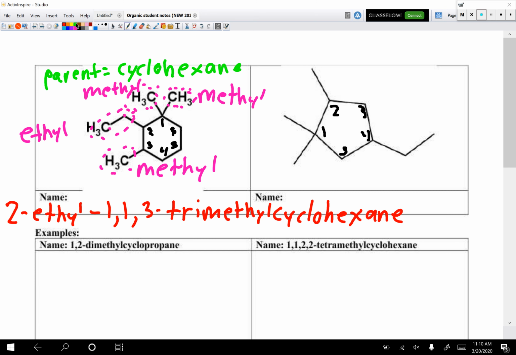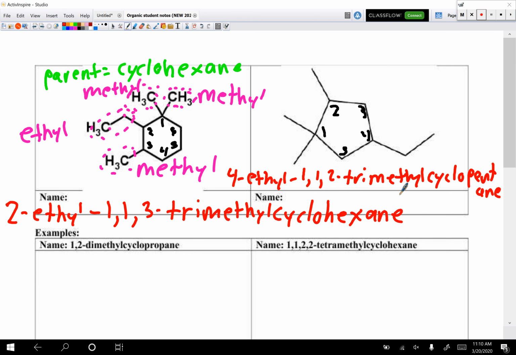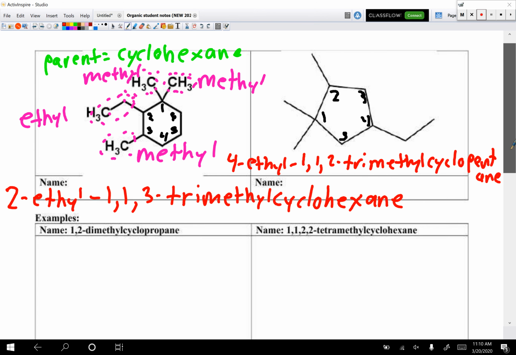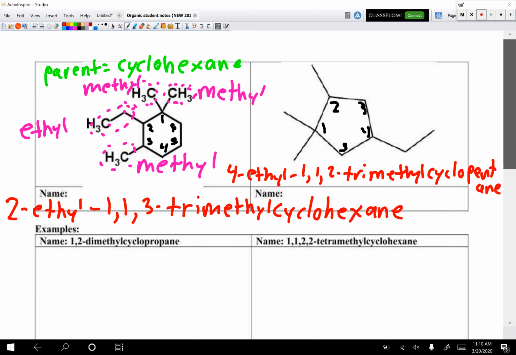So the name for this one, when we get going, we have a 4-ethyl 1,1,2 trimethyl cyclopentane. I'm sorry I couldn't fit that all in one word, but hopefully you get it going across here. So 4-ethyl 1,1,2 trimethyl cyclopentane. All right, so that is the naming of our cyclic alkanes.